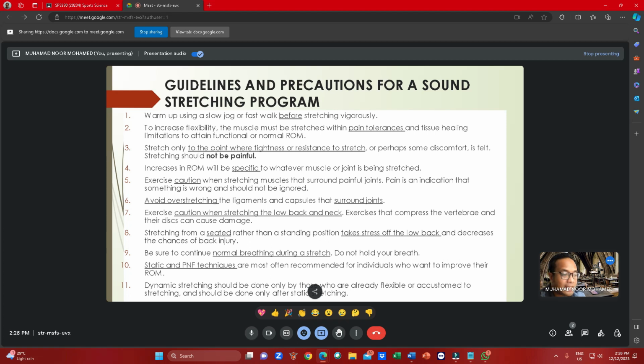In other words, dynamic stretching will be focused on towards the advanced stages and also towards the return to sport stages rather than the initial stage and also the intermediate stage. So for initial and intermediate, we are going to focus more towards static and also PNF.